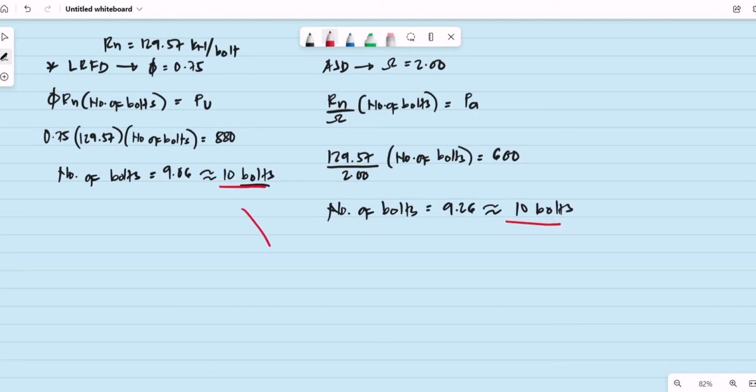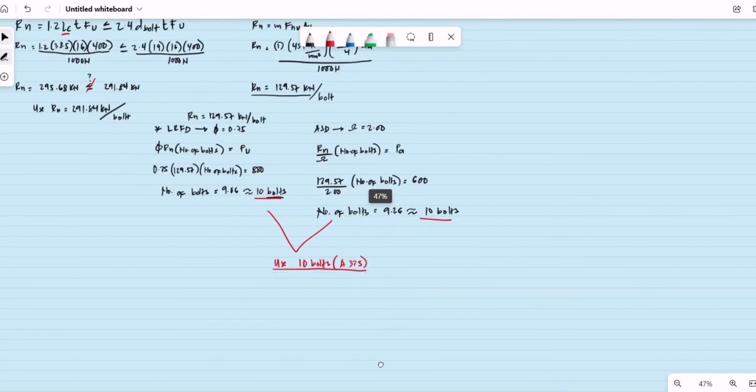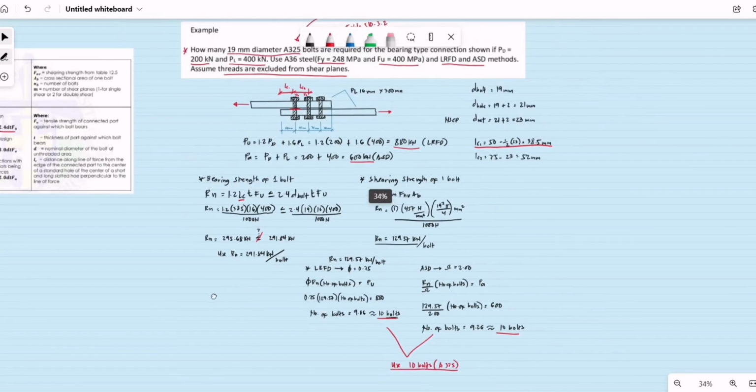Okay, so for both methods, we may conclude that we are to use 10 bolts. So these bolts are A325 bolts. Okay, so this will be our solution and answer for this example.